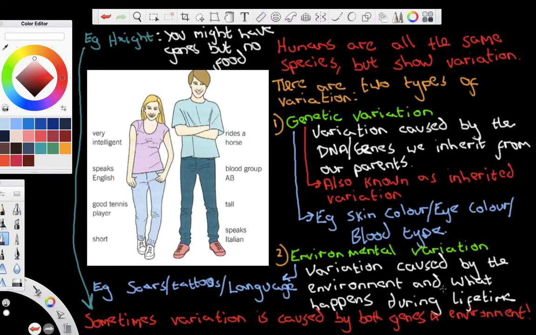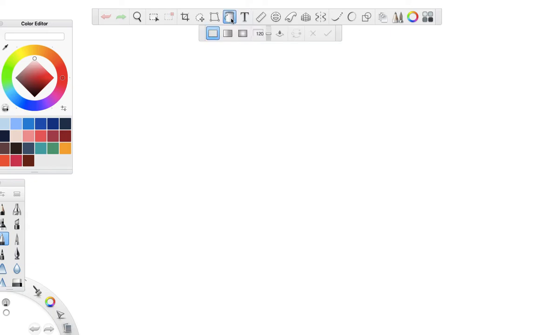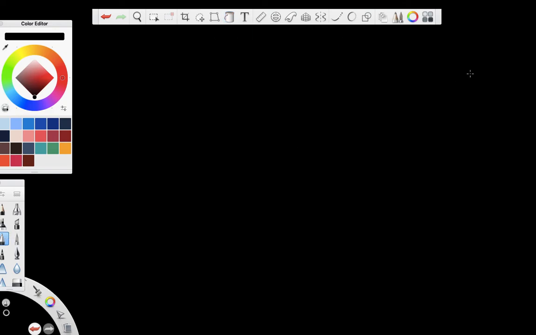Sometimes variation is caused by both genes and the environment. An example of that would be height. You might have the genes to be tall, but you might not have any food to grow. Okay? Our final part for this lesson, we need to talk about what causes variation. We have already touched upon this, but we'll just go over it very briefly. So we can say that variation is caused by multiple things. It can be caused by both your genes and your environment.